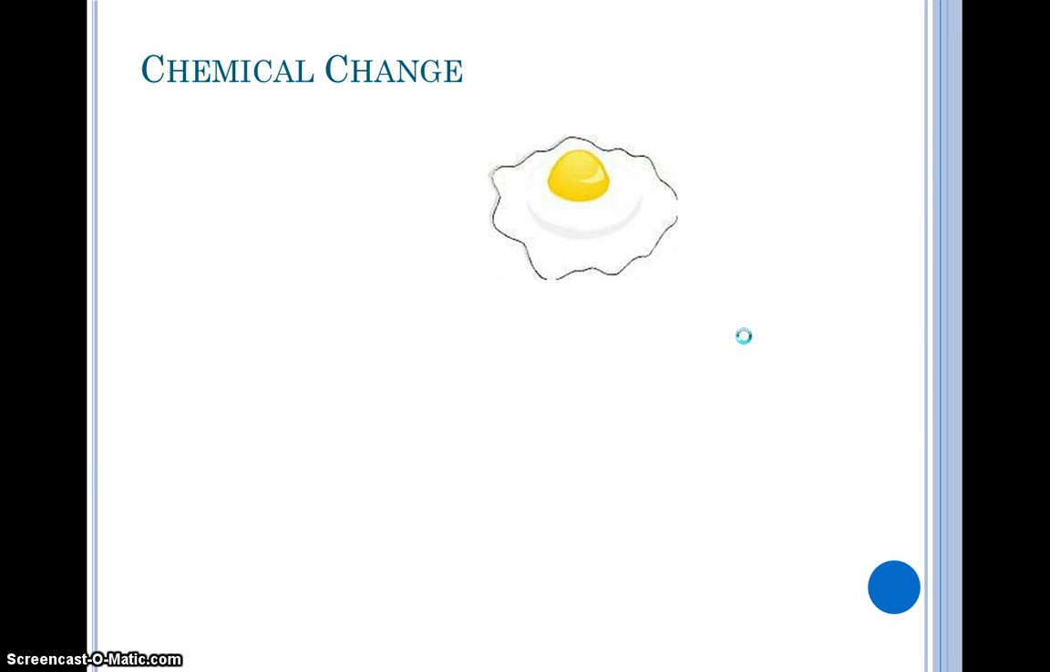Chemical changes are going to involve chemical reactions. So cooking an egg, once I've cooked it, I can't get that egg white uncooked back. I've chemically altered the protein so it's something different than what I had before. That would be a chemical change. Growing a leaf. Once that leaf is grown, all those atoms come together. I can't ungrow that leaf.